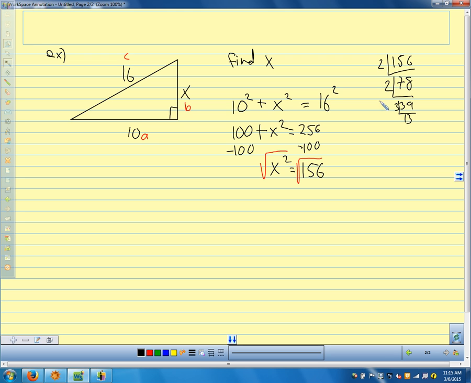What we're looking for is pairs. So I leave it until I can't get a pair anymore. So I'm going to just leave that 39 since it doesn't give us a pair. One of the pair comes out, and then whatever's left has to stay inside the square root. So x would be 2 square root 39. And that would be our answer in simple radical form.